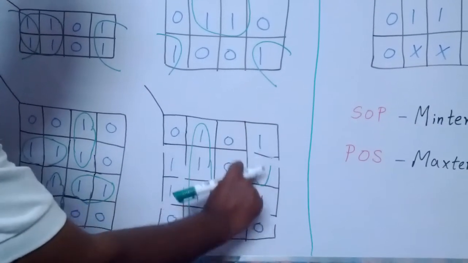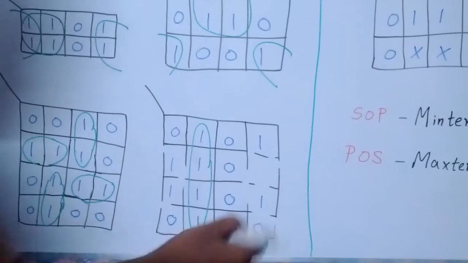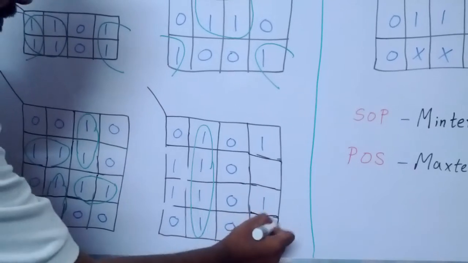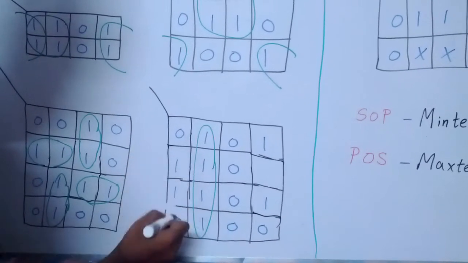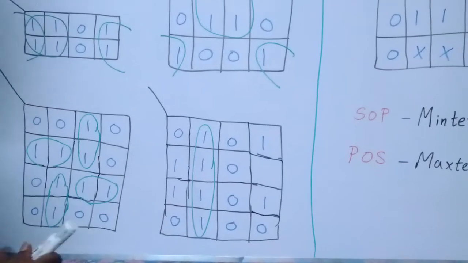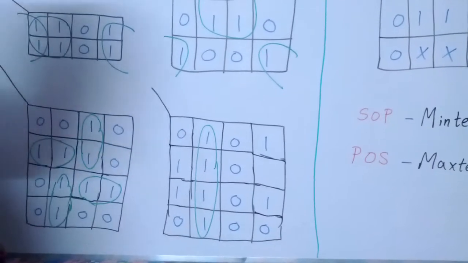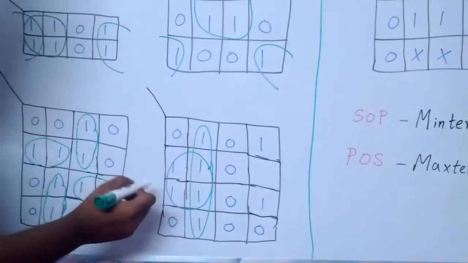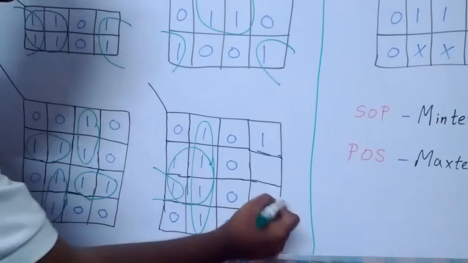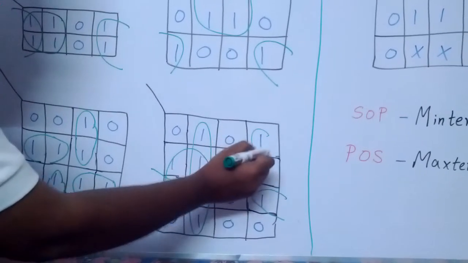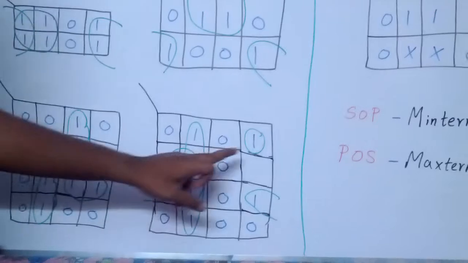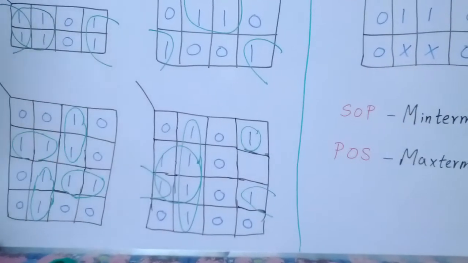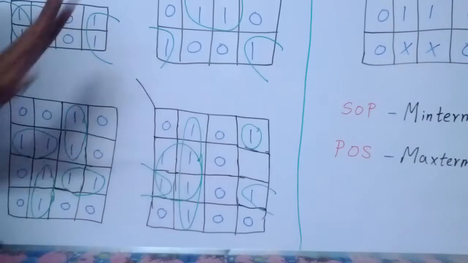Suppose we don't have a 1 there, what should be done? How to group this? Here, these two ones will be joined with this, and this one will be joined with this one, and this is an isolated one. So we'll have 4 variables for this, 0, 0 and 1, 0. This is an isolated one, not joining with anyone.